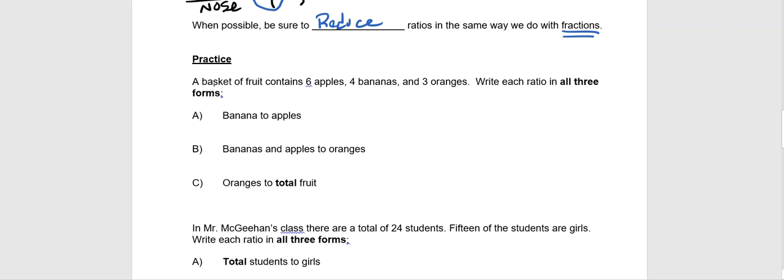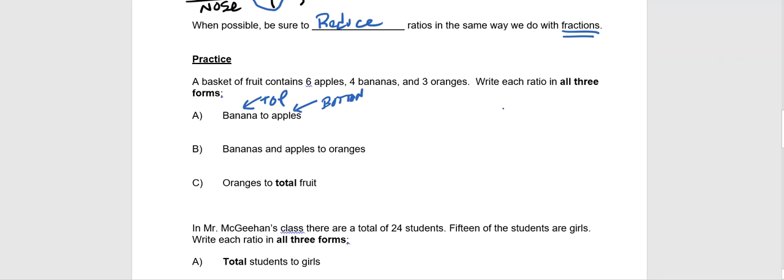In the example above, it says a basket of fruit contains 6 apples, 4 bananas, and 3 oranges. And it says write a ratio in all three forms based on specifically what's being asked. So to start with, it's asking us to do bananas to apples. By the way, when you're writing in fraction form and you see something written out, in this case, bananas to apples, the first thing that's mentioned is always going to be the top number. And the second thing you see is always going to be the bottom number.